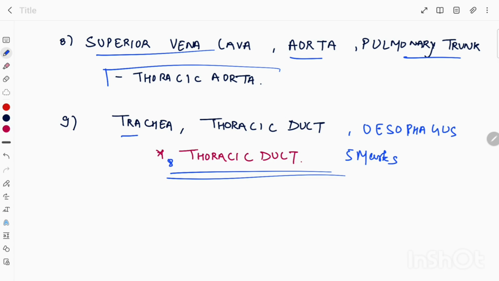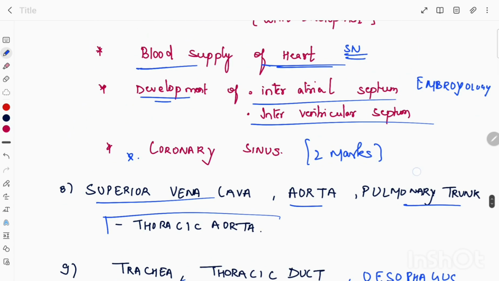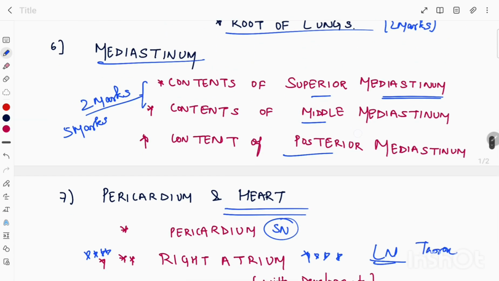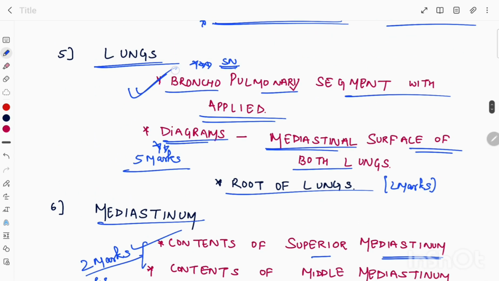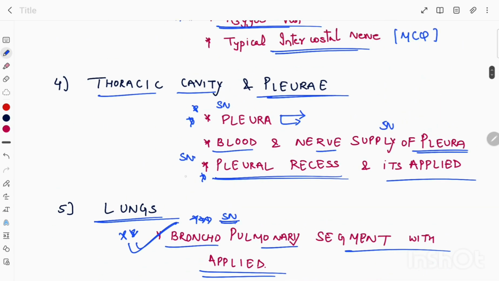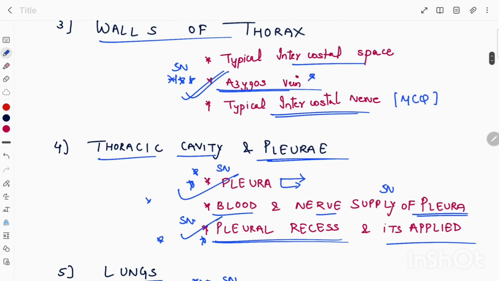So if we see once again, the thoracic duct is a must question, the coronary sinus, the blood supply of the heart, and the right atrium is the most important question. The pericardium can be asked as a question. The contents of the mediastinum are very important. Then the bronchopulmonary segments are very important, and the pleural recesses are important. Then for the azygos vein, a short note can come.